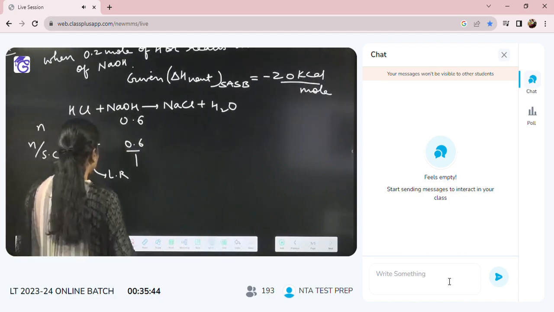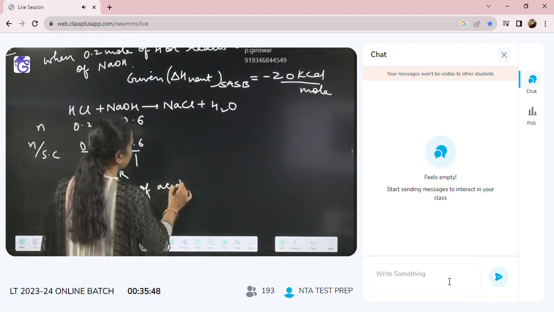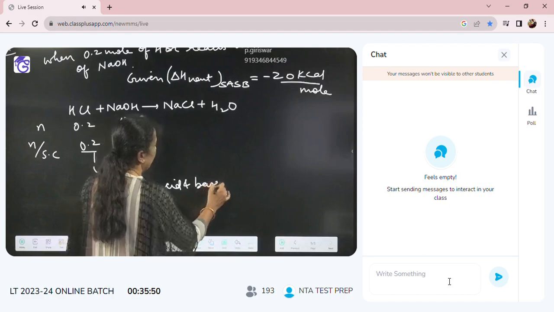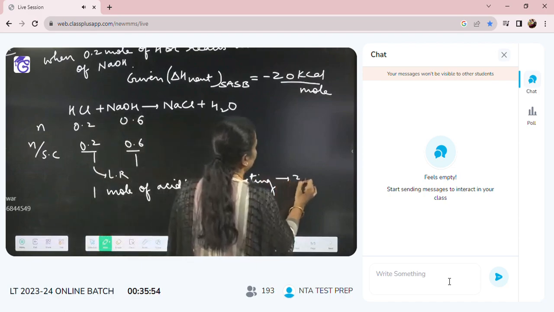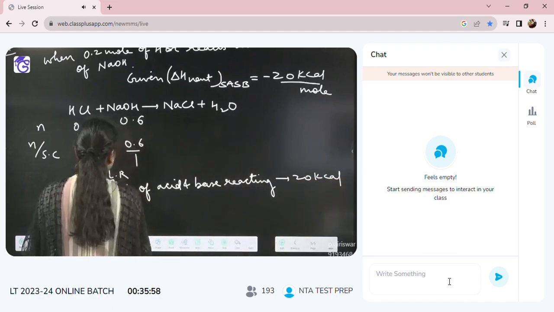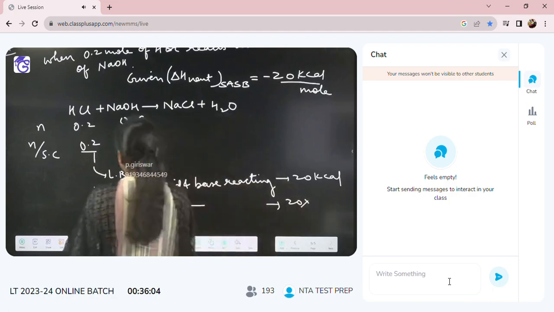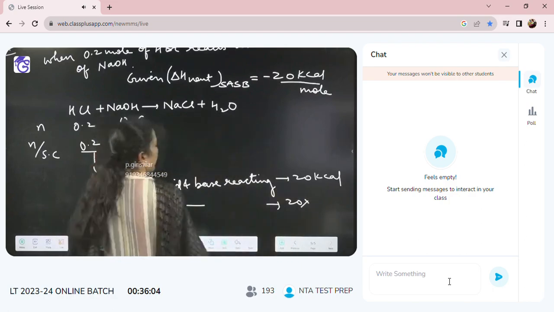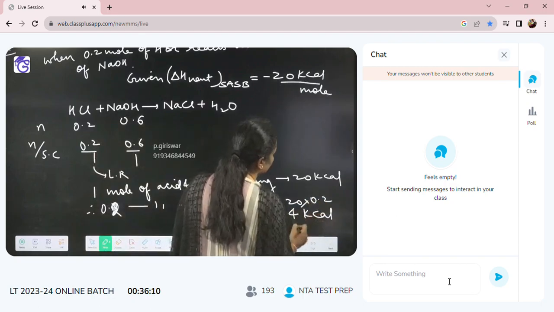So here I can simply write, for 1 mole of acid and base reacting, you have 20 kilocalorie of heat evolved. So therefore, for 0.3 moles of acid and base, 20 into, in fact I have given you 0.2, not 0.3. So 20 into 0.2, you'll have 4 kilocalorie. This much is evolved.